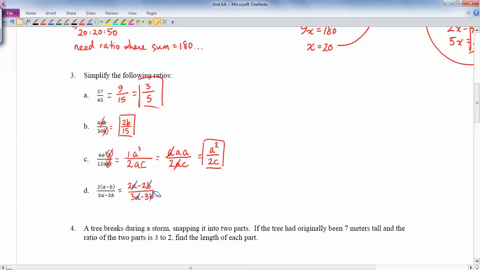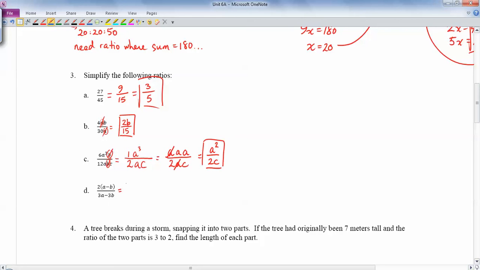So notice you can't cancel the a's and b's here, and the problem is because of that minus sign. We're not multiplying every term together on top. We're not multiplying every term together on the bottom. There are these pluses and minuses floating around there. Whereas up here in A, B, and C, all we're doing is multiplying things together, right? So you're allowed to cancel from numerator and denominator if everything's being multiplied. So this one, we can't because of that floating around minus sign right there.